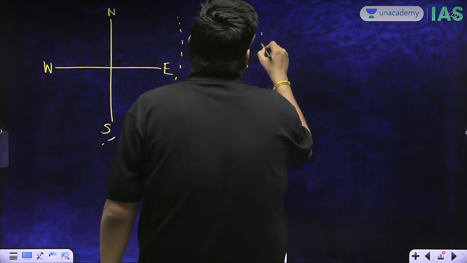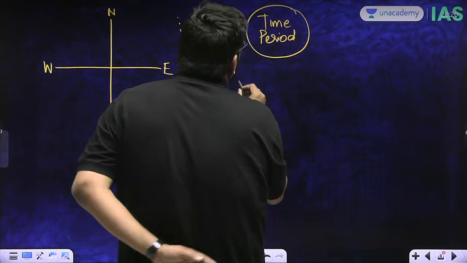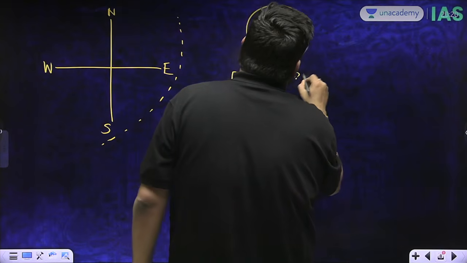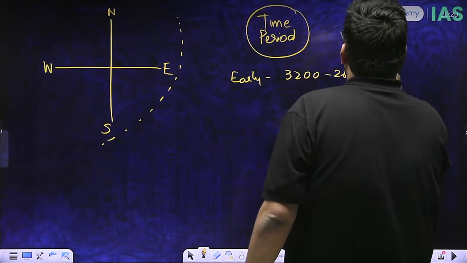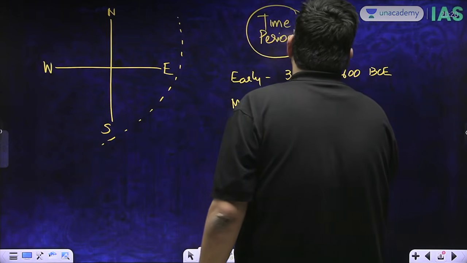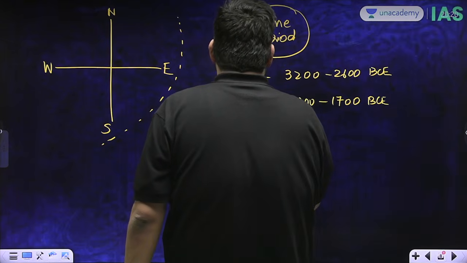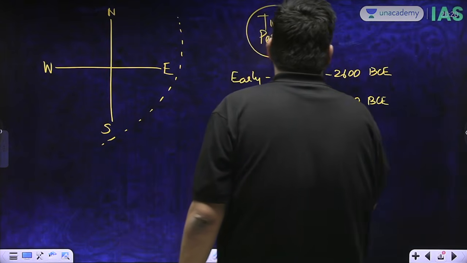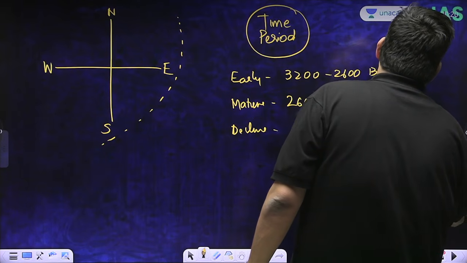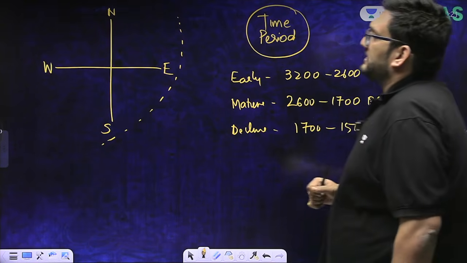Now, what is the time period? What is the time period of the Indus Valley Civilization? When we talk about that, we have the early phase, which is 3200 to 2600 BCE. Then you have the mature phase, which is the most important, 2600 to 1700 BCE. And then from there we have the decline phase, which is basically 1700 to 1500, somewhere 1300 is also quoted, BCE. Sometimes you will find 1900 here also written. Based on the source, this can change.